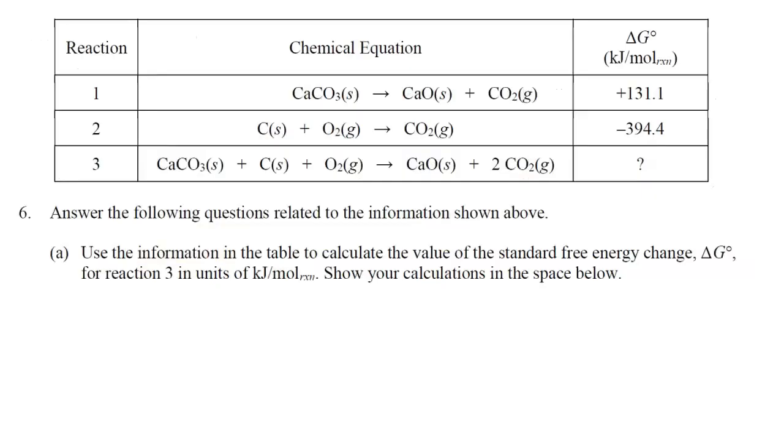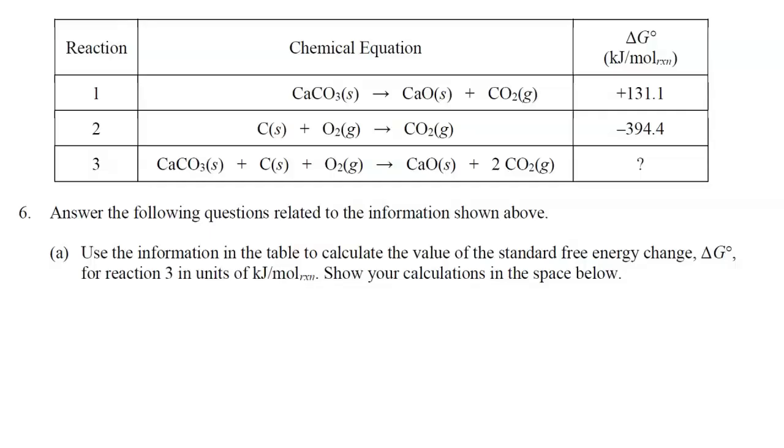So here we have reaction 1 involving calcium carbonate, or CaCO3, and that delta G is actually positive. So that's not thermodynamically favorable. And then we have reaction 2 involving carbon and oxygen, and that has a negative delta G, which is thermodynamically favorable. But now for reaction 3, we have to determine what the value of delta G is for that reaction. And hopefully you can see from the reactants and products that all we have to do is add reaction 1 and reaction 2 together, and then that will produce reaction 3.